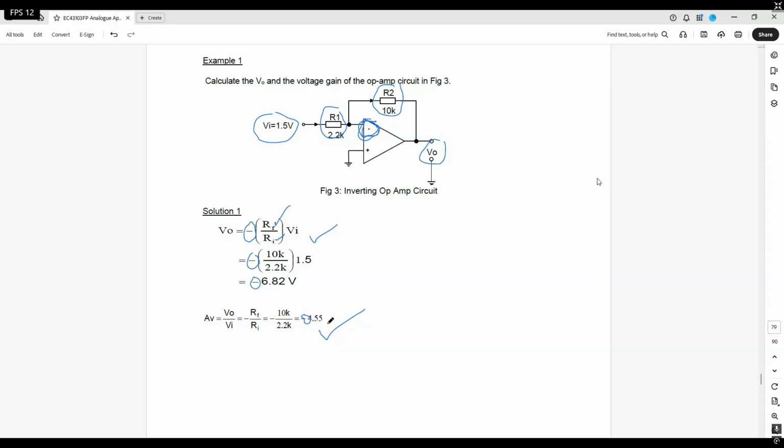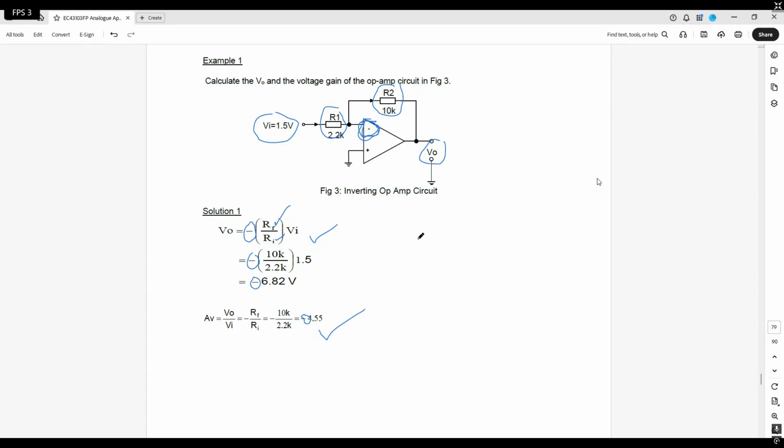All right. Can I pause for a very short while, for 1-2 minutes? If you have anything you want to clarify, let me know. Anybody? For this example, for inverting op amp, any part of the calculation you're not sure of, or which value to put in? Anyone? Okay, no question, then I will continue from here.